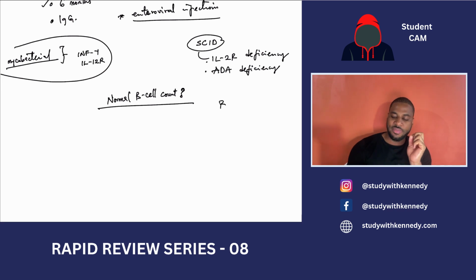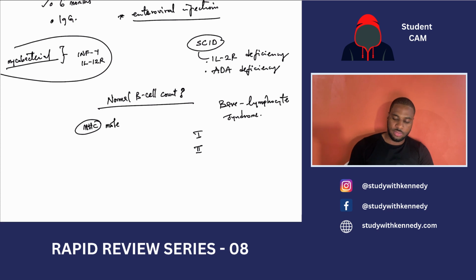This is something called bare lymphocyte syndrome. I'm not going to want you to stress about bare lymphocyte syndrome a whole lot here. But remember, bare lymphocyte syndrome is of two types. We have bare lymphocyte syndrome 1 and 2, and it's basically the absence of MHC molecules. It's actually not B cells. What am I thinking? That would be your T cells. The deficiency in MHC class 1 or MHC class 2. If you have MHC class 1 deficiency, you have bare lymphocyte syndrome type 1, or MHC class 2 deficiency, you have bare lymphocyte syndrome type 2.